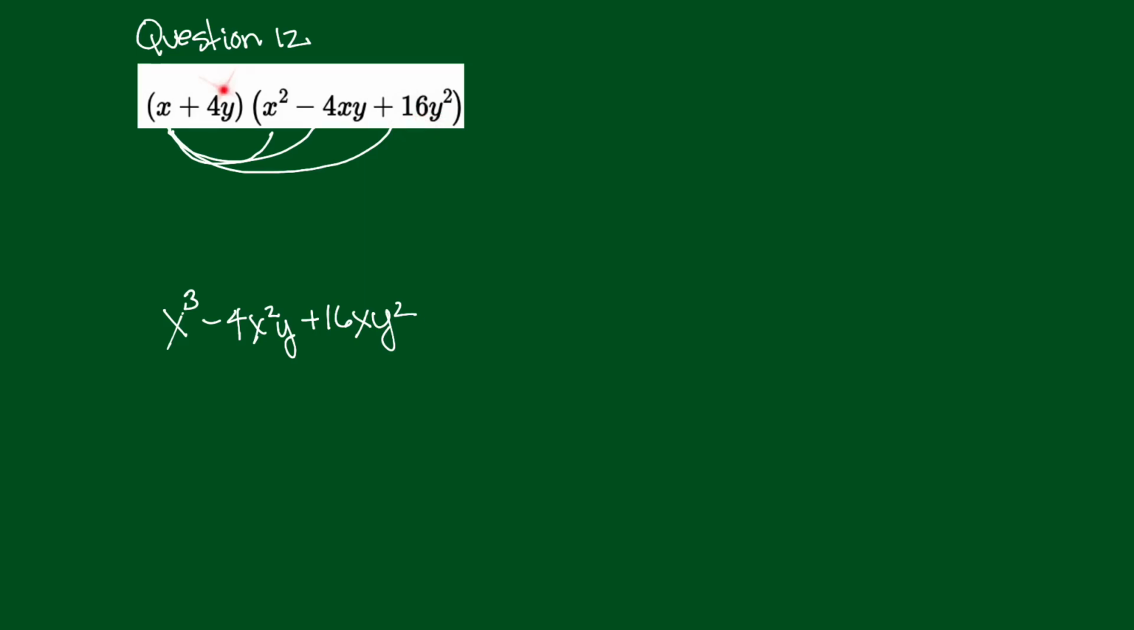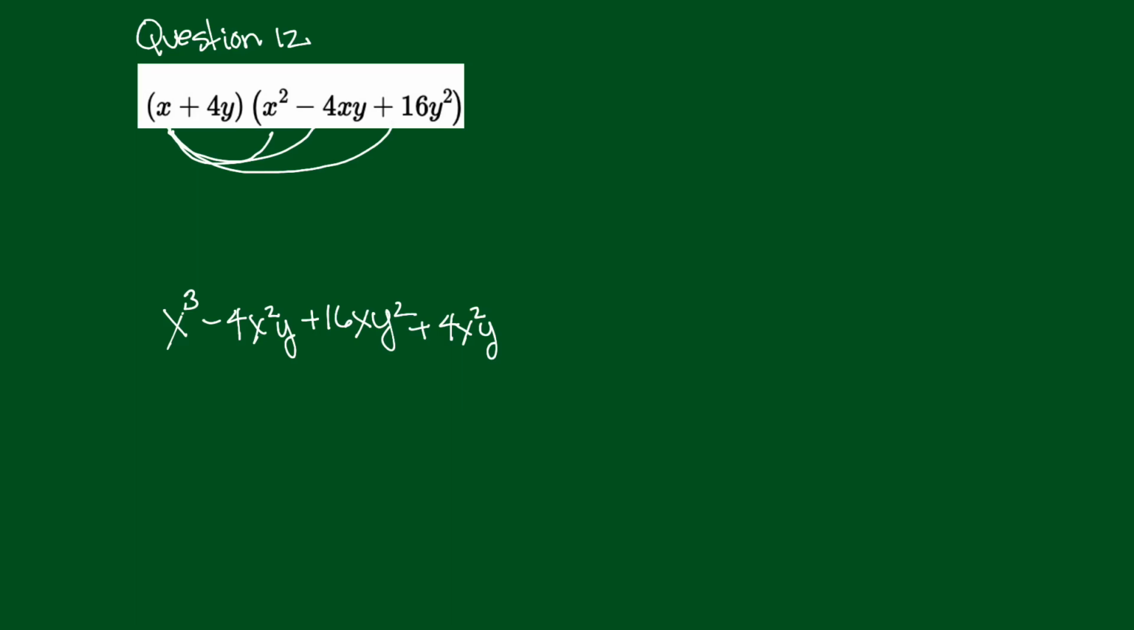Now, move over to this term here. I got a positive 4y times x squared. I'm going to write these in alphabetical order. So I get positive 4y times positive x squared is going to be positive 4x squared y in alphabetical order.